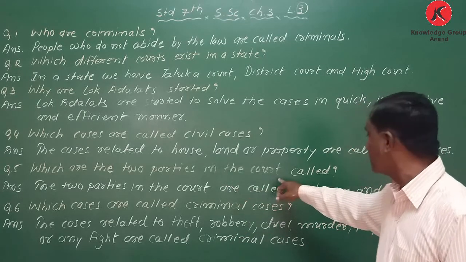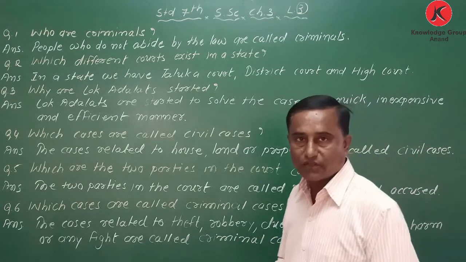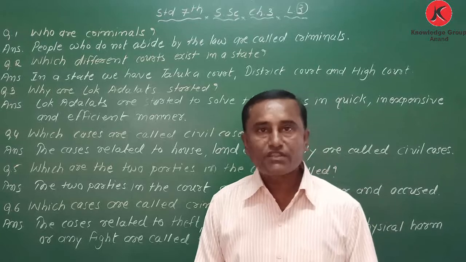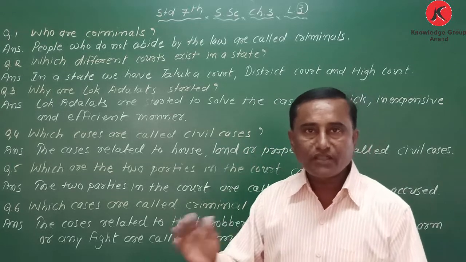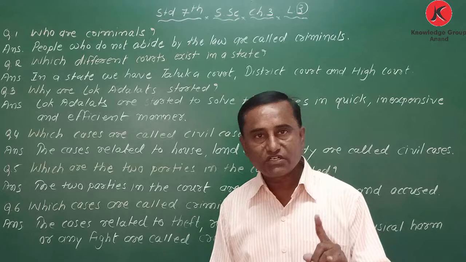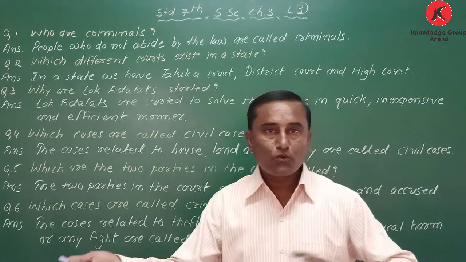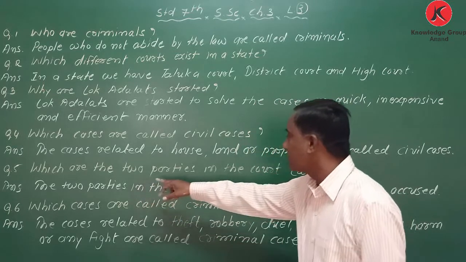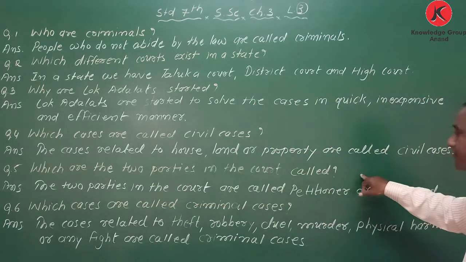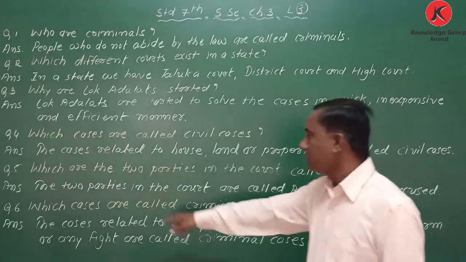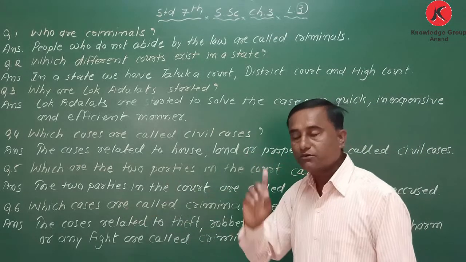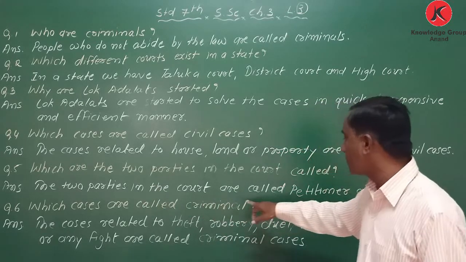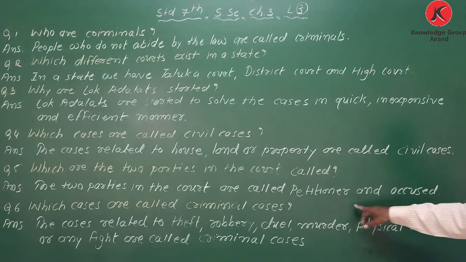Next one: what are the two parties in the court called? We have two parties, both sides are there. In a court we have two parties, two lawyers, and one judge. Both parties are called by different names. Which are the two parties in the court called? Answer: the two parties in the court are called petitioner and accused.